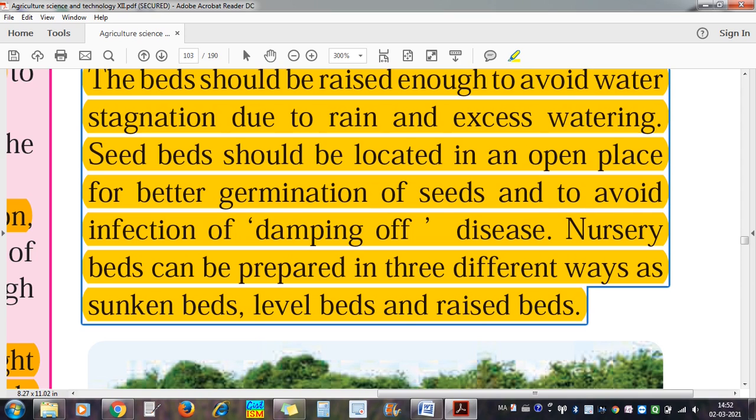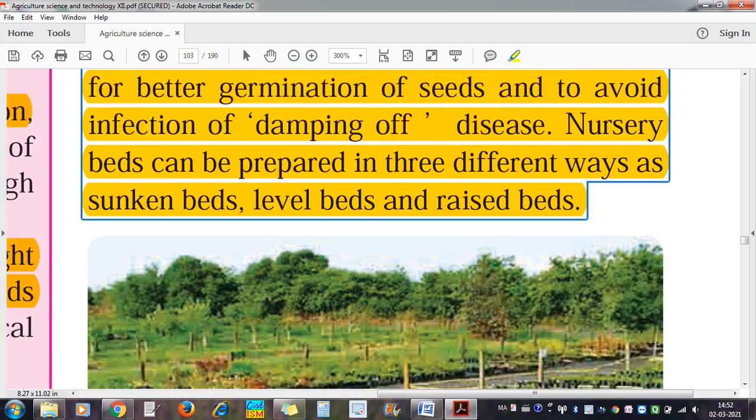So there are three kinds of important beds: sunken beds, level beds, and raised beds. Sunken beds are just a few centimeters below the ground level. Level beds are level with the soil, and raised beds are at least 10 to 15 centimeters above the ground level. So have a look, these are the nursery beds.